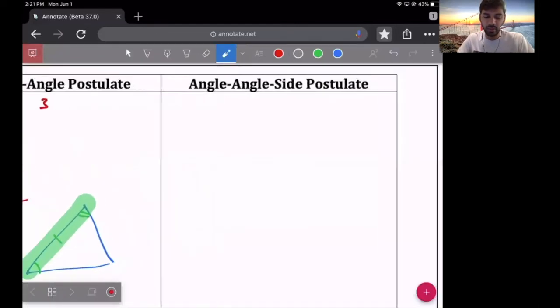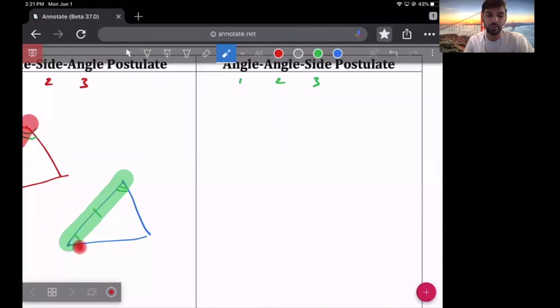And then the same thing here, but now the order is changed. Now I would label them 1, 2, 3 here in this order. So angle, angle, side, it has to go in that order. So it's going to look a little bit different than this over here. Let me sketch another triangle. And then I'll sketch another one down here.